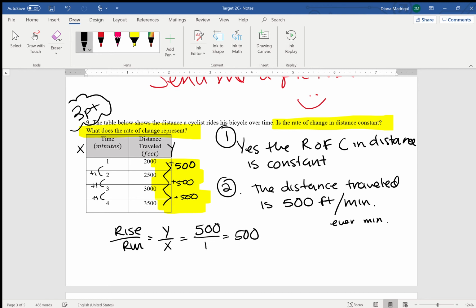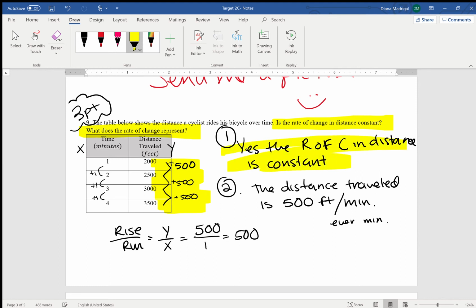So I know that the rate of change is going to be the same for all of it if I find out that the difference for all the distance traveled is 500. Okay? So you need to show me the difference. So I need to see the numbers. How much is the difference? Obviously for this one it is 500. I need to see this.